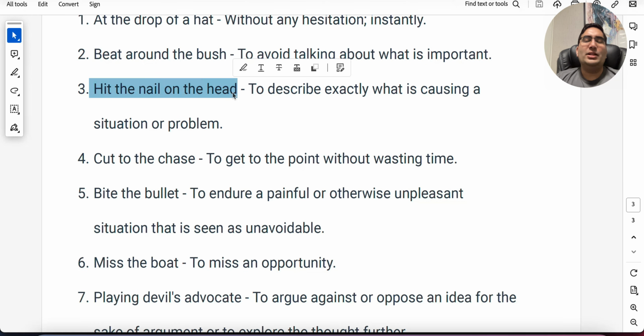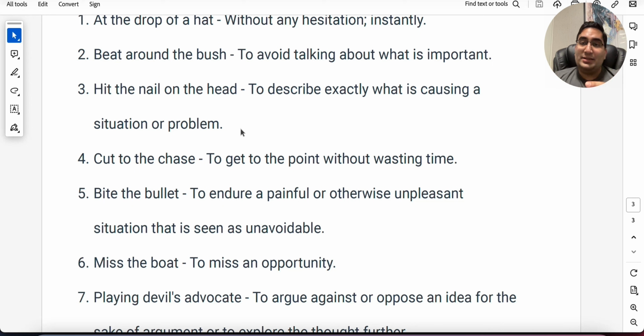Next, you have hit the nail on the head. So hit the nail on the head is when you describe exactly what is causing a situation or a problem. I want to add to that, it is when you describe that happening correctly. So if, for example, I give you 10 answers to your question, you can say, hey, 9 out of 10 answers are wrong, but your last answer, the 10th one, is hitting the nail on the head. It means it is answering the question perfectly, or it is describing the situation, the problem. It's like describing the situation or solving something with the right answer.